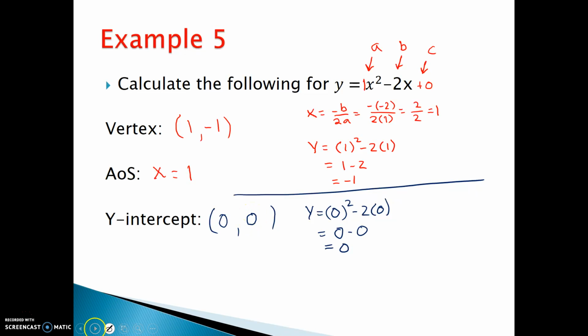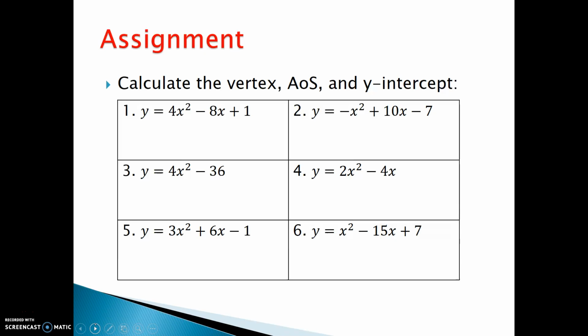All right, guys, that was the last one. Your assignment is right here. So you guys have 6 problems. They go by very, very fast. All you guys have to do is calculate that vertex, that axis of symmetry, and then the y-intercept again. Make sure that you guys write your vertex as x, comma, y. Axis of symmetry is x equals whatever value, and your y-intercept as 0, comma, that y-intercept.